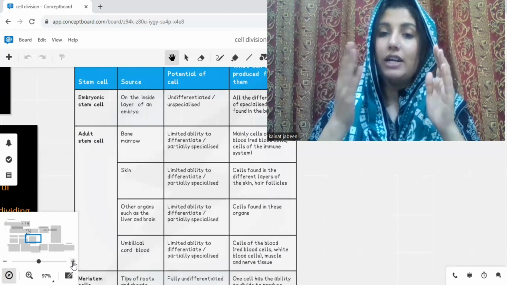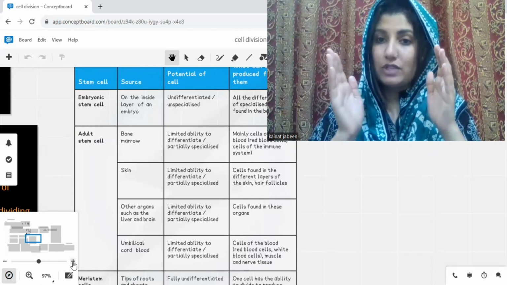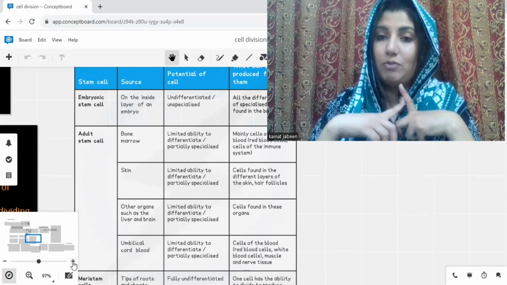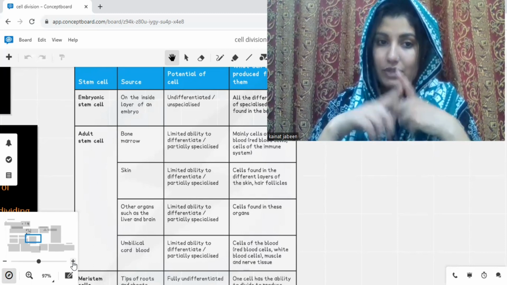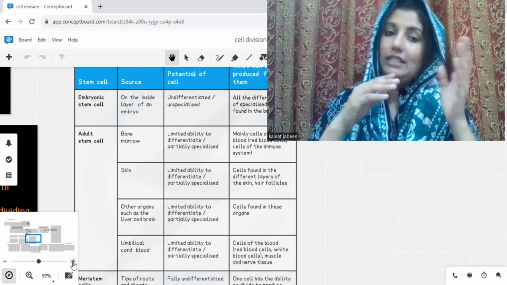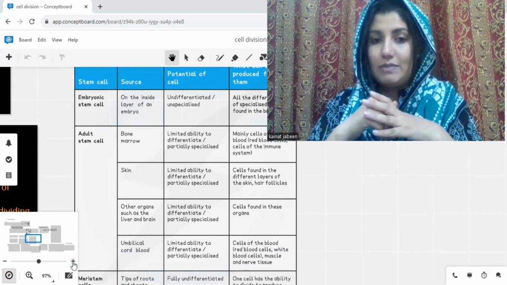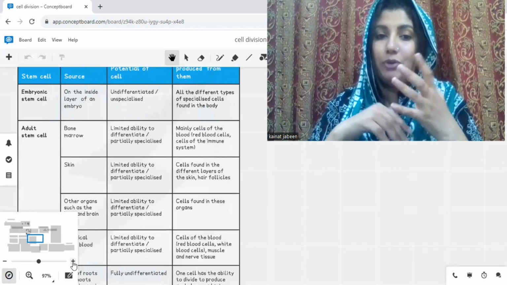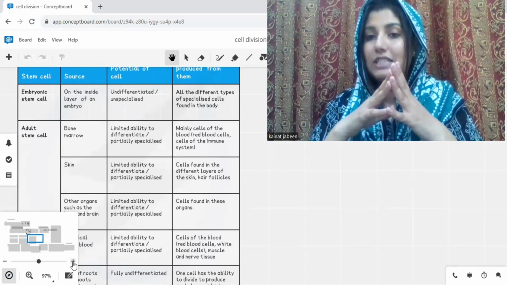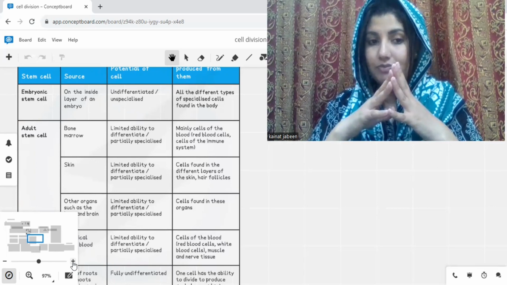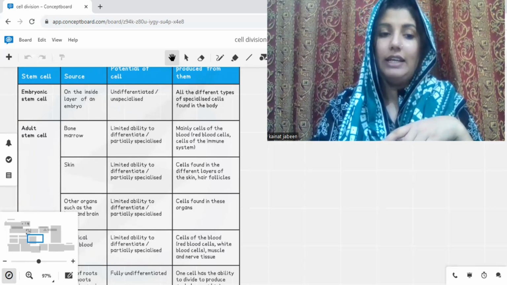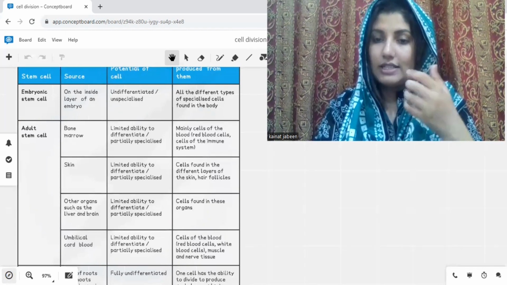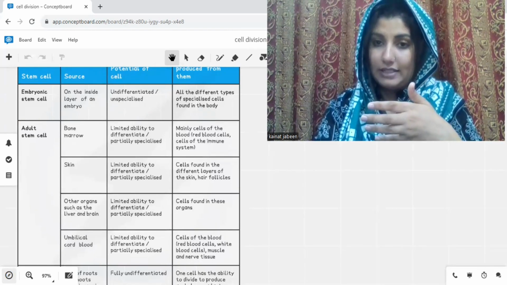Why? Because they are continuously producing different types of cells, like red blood cells. They can produce different types of immune cells throughout life. When we talk about the skin, skin is again an adult stem cell, partially specialized, and its main function is to produce cells found in the different layers of the skin and hair follicles. In the same way, in the liver and the brain, they produce all the cells of the liver and the brain.